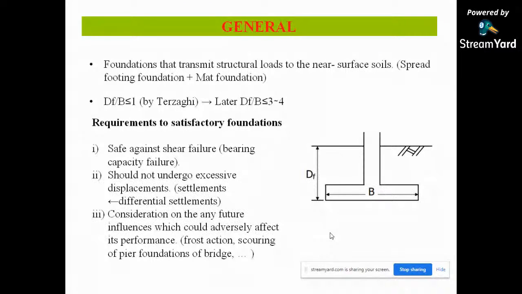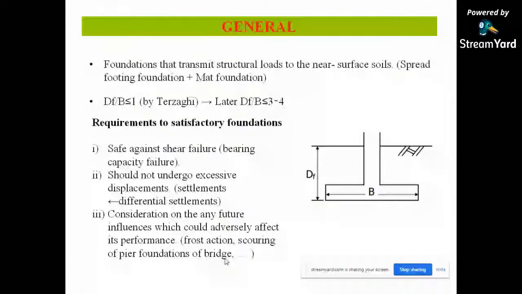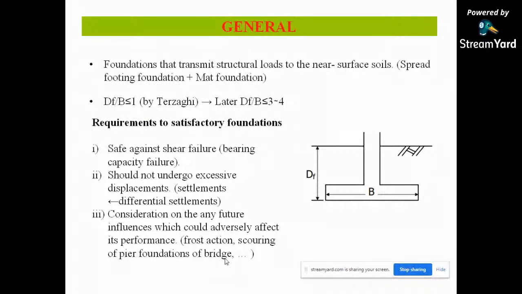The requirements for a satisfactory foundation are: it is safe against failure, that is your bearing capacity; it should not undergo excessive displacement, that means settlements, which may lead to differential settlements; and consideration of any future influences which could adversely affect its performance, such as scouring of piers and foundations of bridges. It means that wherever there are snowfalls or there is a thrust action, then heaves are developed. Heave means the soil will bulge out of your foundation.